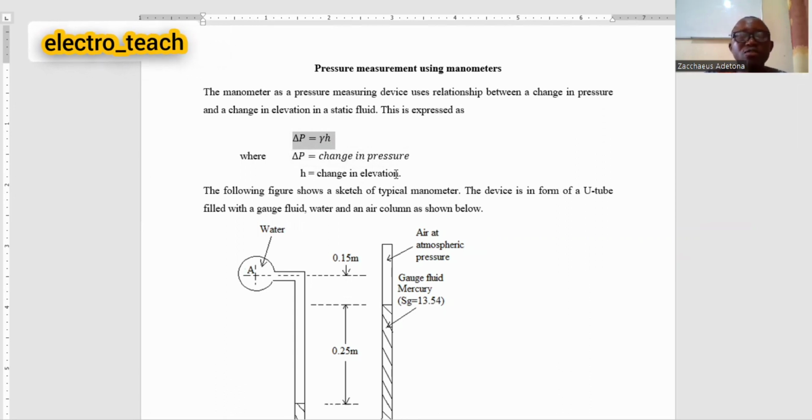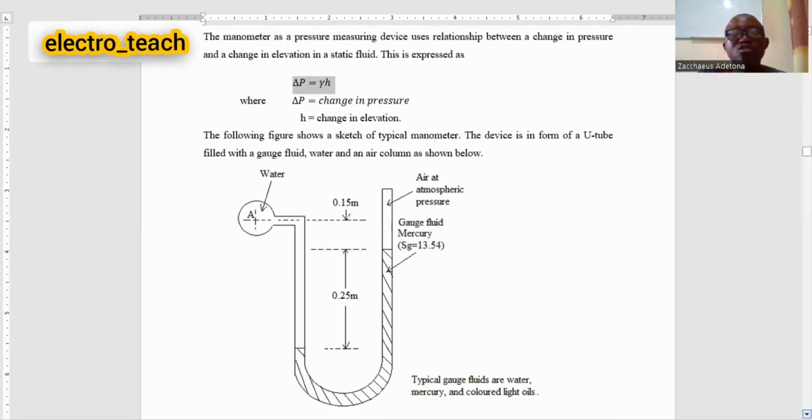When you look at the figure we have here, it demonstrates how to use a manometer to measure pressure. You see a sketch of a typical manometer, which is like a U-tube with a bulb at one side. The manometer is filled with a gauge fluid. The gauge fluid could be either mercury, water, or sometimes another liquid. As we have it here, there is water.